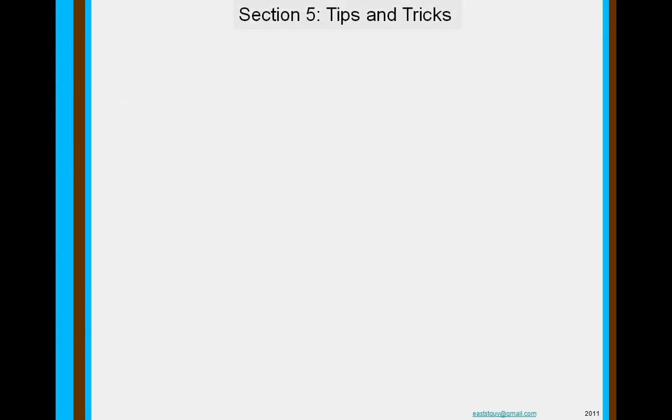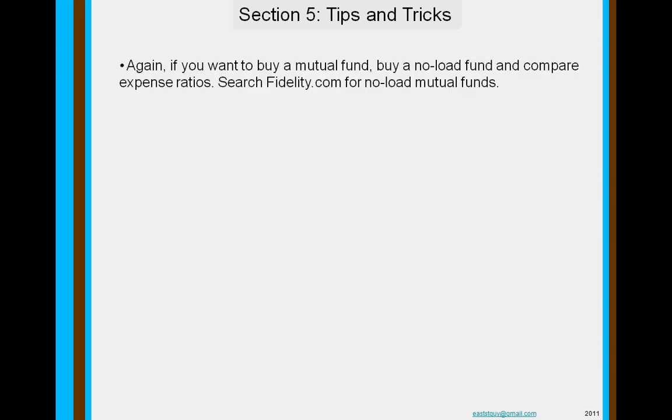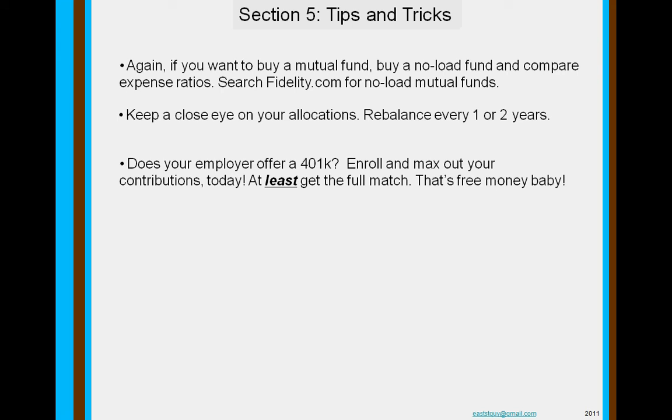And lastly, a list of tips and tricks that I've learned over the years that I think are very important. In my full video series, I talk about each one in more detail, but here I'll just hit the bullet points. Again, if you're going to buy a mutual fund, buy a no-load fund and compare expense ratios. Keep a close eye on your allocations. Rebalance every 1 or 2 years. Does your employer offer a 401k? If so, enroll now and max out your contributions. At least get the full match.